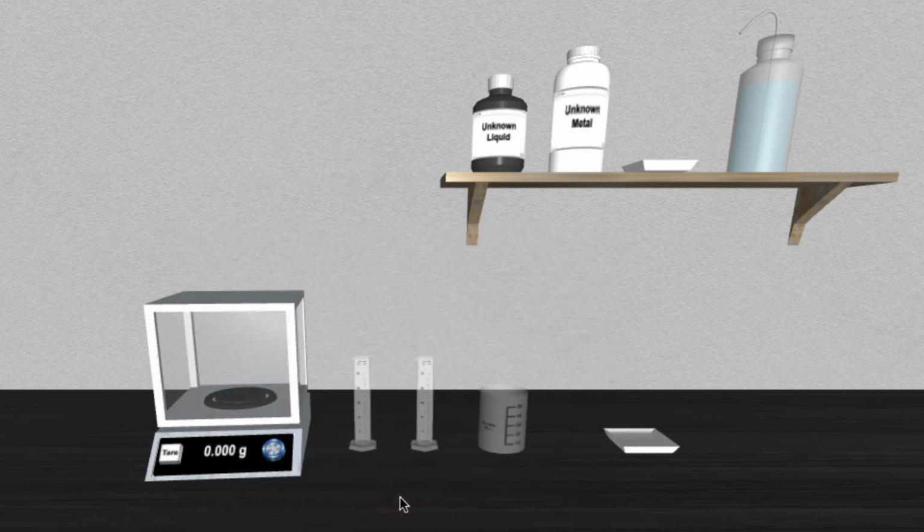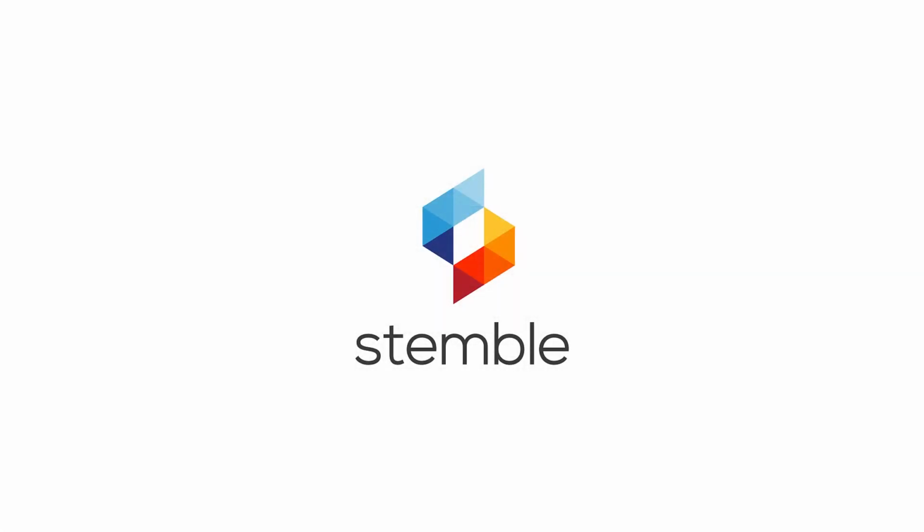Repeat this process of measuring the density of a liquid and/or solid sample as many times as you like.